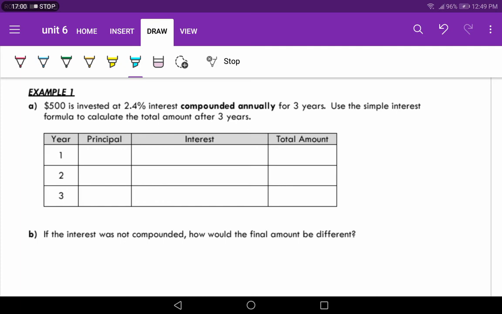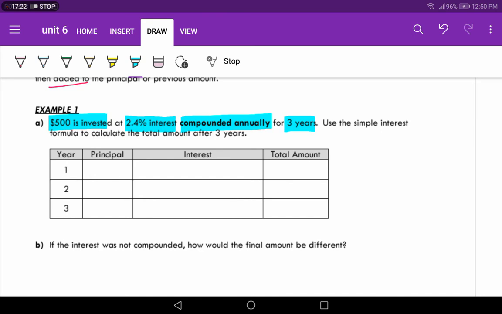So I'm going to go back through and highlight here. $500 is invested, 2.4%, compounded annually for 3 years. Just like before, it wants us to simply use that simple interest formula to calculate how much we're going to have at the end. We will get to this more in our next note, but just so you know, compounded annually means yearly. Yearly is another word for annually. And this is compounded, right? So that's when we have to add the interest and then use that new amount as our principal.